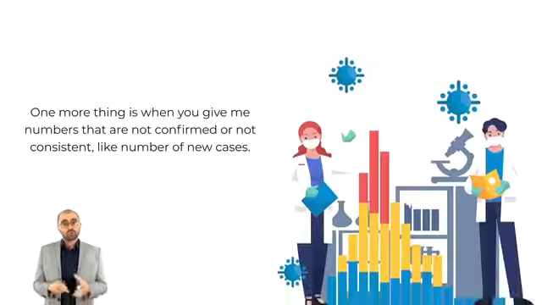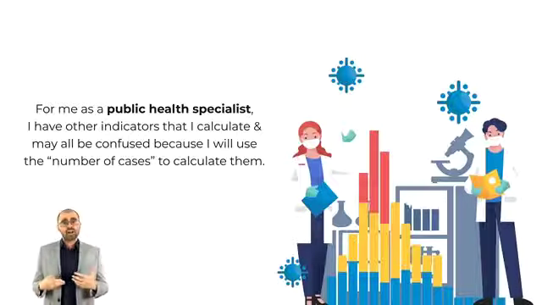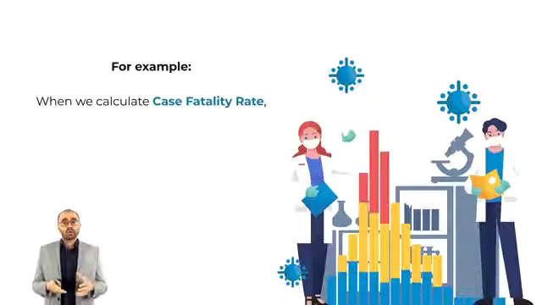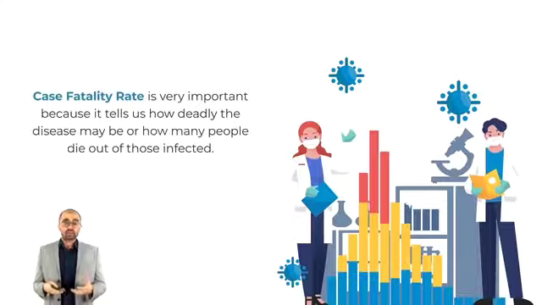One more thing is, when you give me numbers that are not confirmed and not consistent, like the number of new cases, for me as a public health specialist, I have other indicators that I will calculate and may be all confused, because I will use the number of cases that you give me to calculate those indicators. For example, when we calculate an indicator called the case fatality rate, we simply divide the number of fatalities due to the disease by the number of cases over a period of time. The case fatality rate is very important because it tells us how deadly the disease may be or how many people die out of those infected.